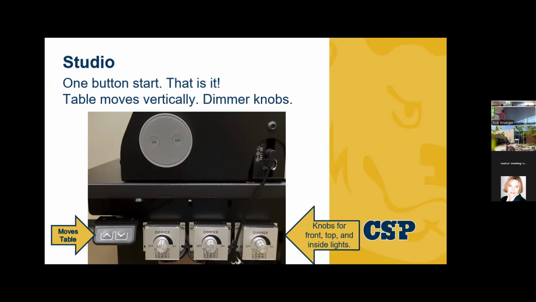And the iPad. Below the one button, this moves the tables up or down. When Michael Tome speaks, he moves it up. When I speak, we move it down, right? And so then there's 3 dimmer switches. There's an inside set of lights, an outside set of lights, and a top set of lights.